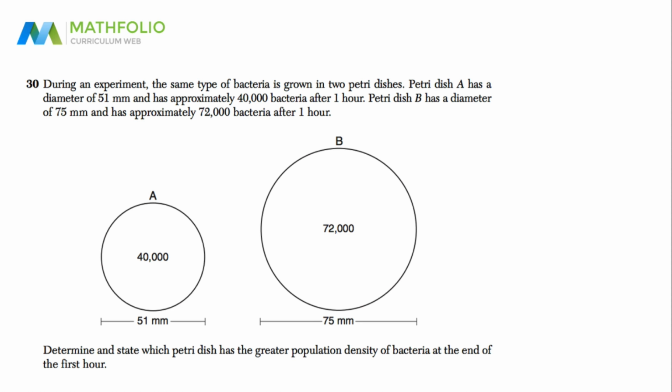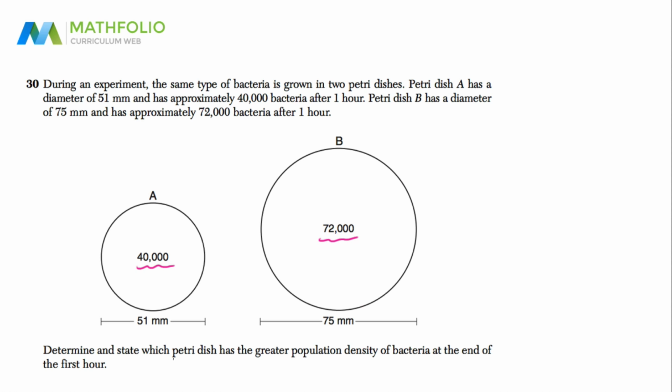Okay, question 30. During an experiment, the same type of bacteria grow in 2 petri dishes. Petri dish A has a diameter of 51 and has approximately 40,000 bacteria. Petri dish B has a diameter of 75 and has approximately 72,000 bacteria. So this is obviously more and this is obviously less, but is this more for every piece of area, or the fact that this has a bigger diameter, does it mean that there's much more room available in here? So this is all to do with density.